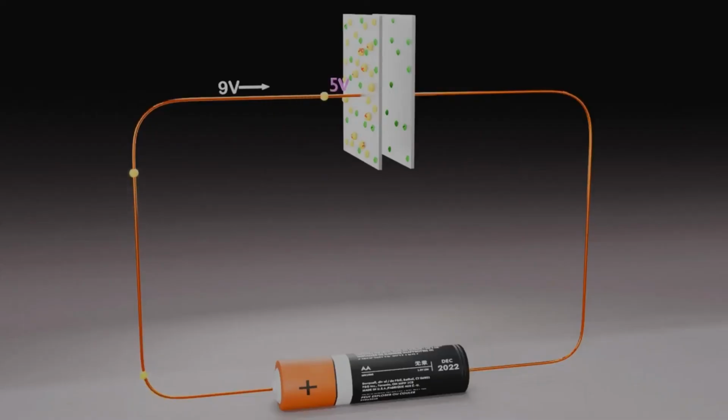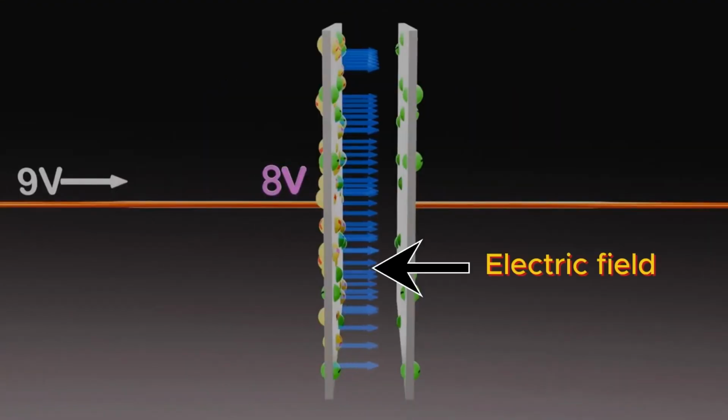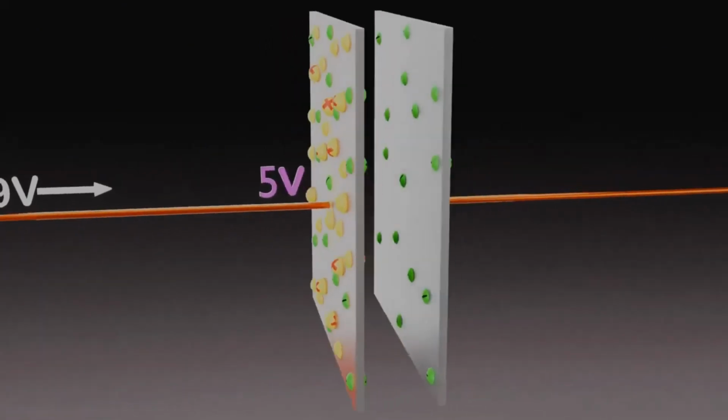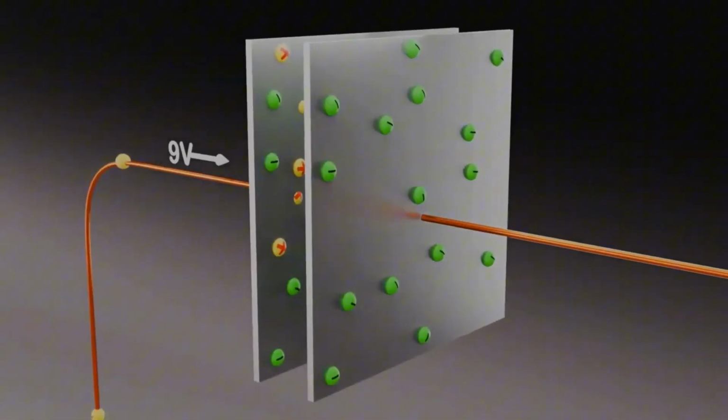Now, let's discover the potential energy in capacitance. When a capacitor is charged, it stores electrical energy in the electric field between its plates. This energy comes from the work done by the battery to move charges into the capacitor.